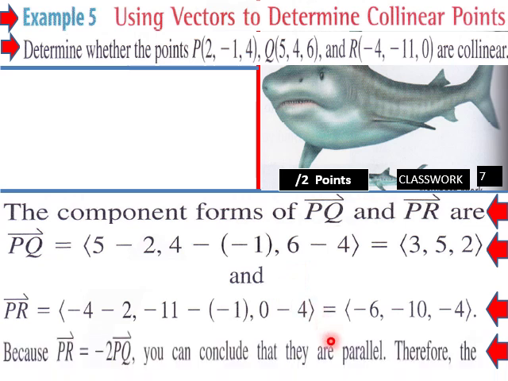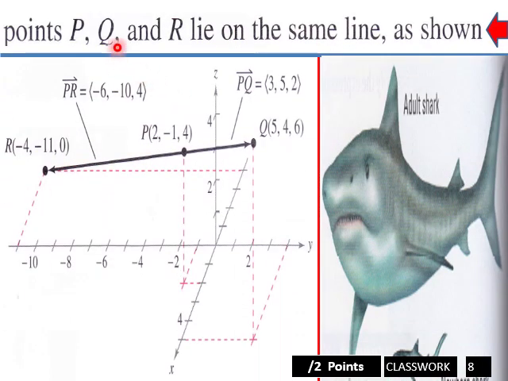Knowing that, because the vector PR equals the negative of 2PQ, you can conclude that they are parallel, so the points P, Q, and R lie on the same line as shown. Here would be a graph of vector PQ, and then PR is right here. So they are collinear because they show parallelism. And when you graph them, you find out that indeed they are collinear.